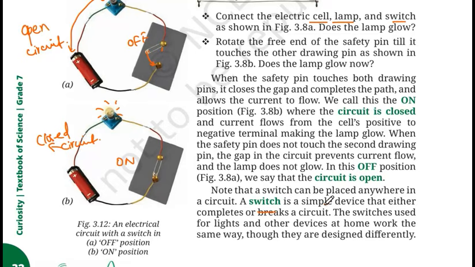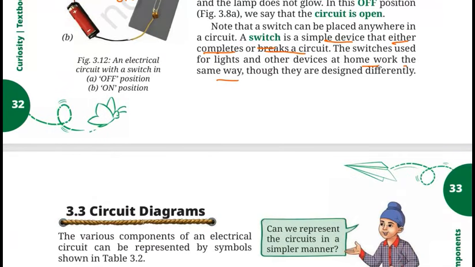A switch is a simple device. What does it do? It either completes the circuit or breaks the circuit. When the switch completes the circuit, then the bulb glows. When the switch breaks the circuit, the bulb does not glow. So the switch is used for lights and other devices at home the same way, though they are designed differently. So we have different kinds of switches, but they all work in the same way. That is for switching it on and switching it off, that is, it either completes the circuit or it breaks the circuit.